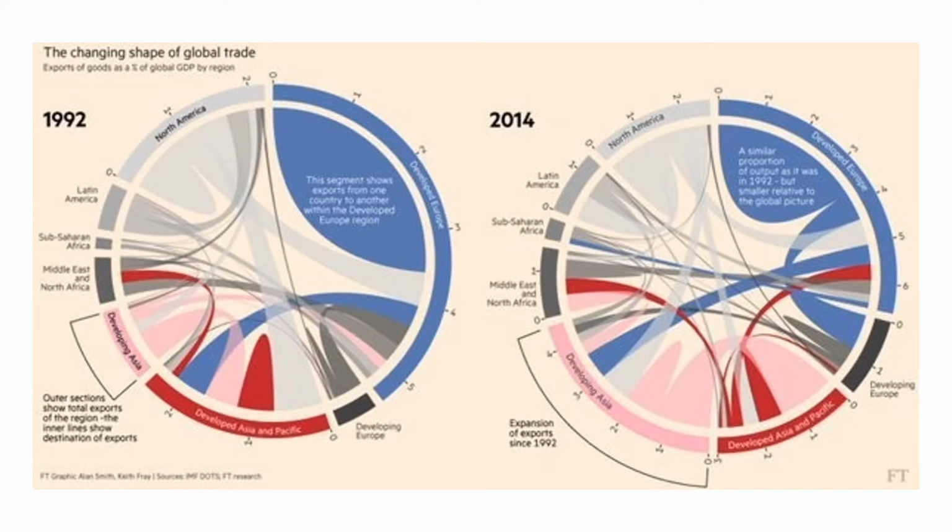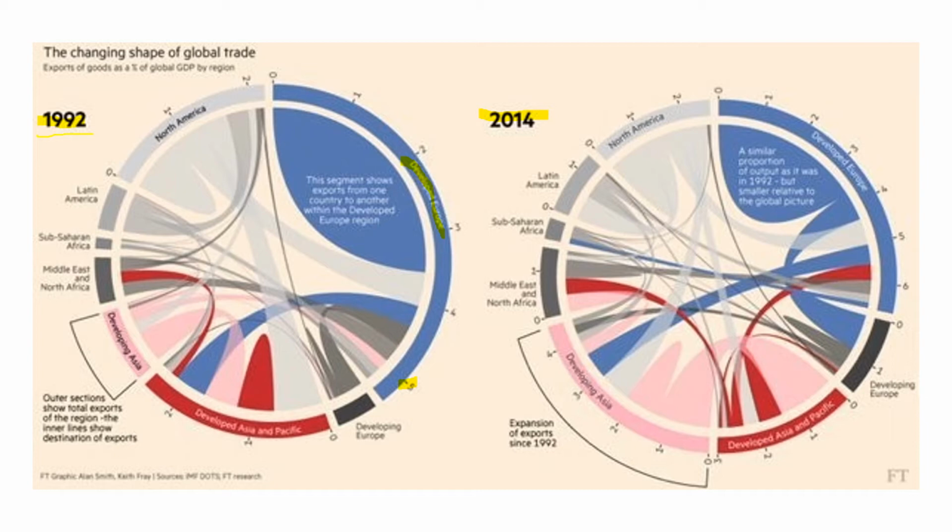This is another graphic that shows us the changing patterns in trade. It can be quite complicated here, but effectively what we have on the left is the position in 1992, and on the right we have the position in 2014. The circles represent what's happening with global trade. So here we can see global trade coming from developed Europe. These are exports coming from Europe, and we can see that exports from Europe account for 5% of European GDP.